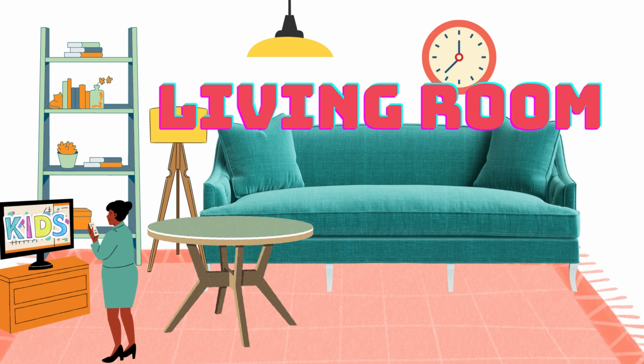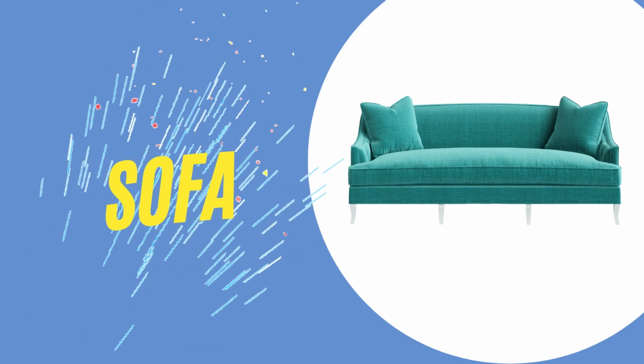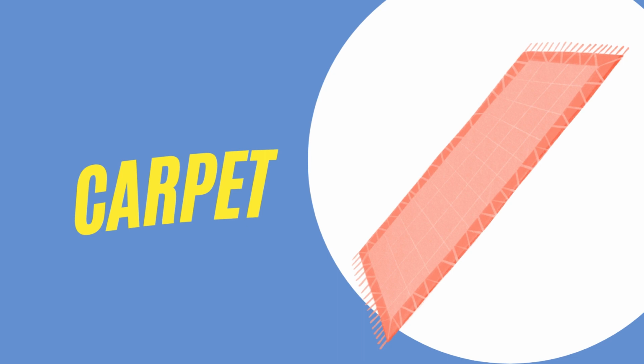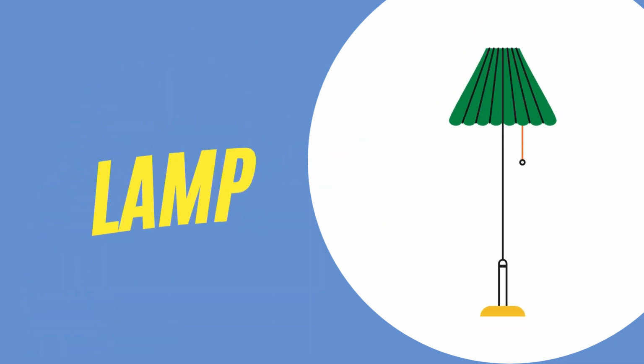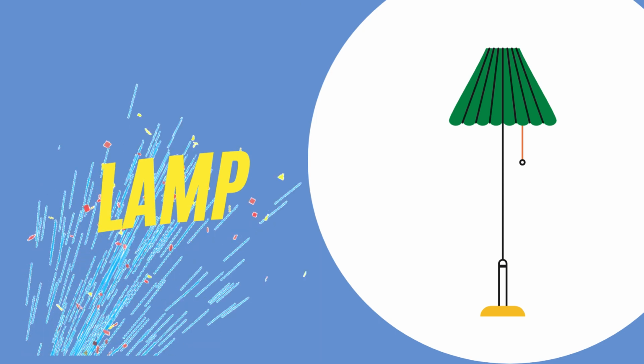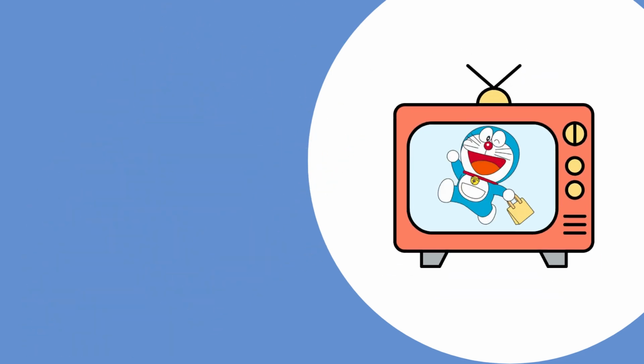In a house, we have a living room. In the living room, we have a sofa, and a carpet, a table, a chair, a lamp, a clock, a shelf, and a television.